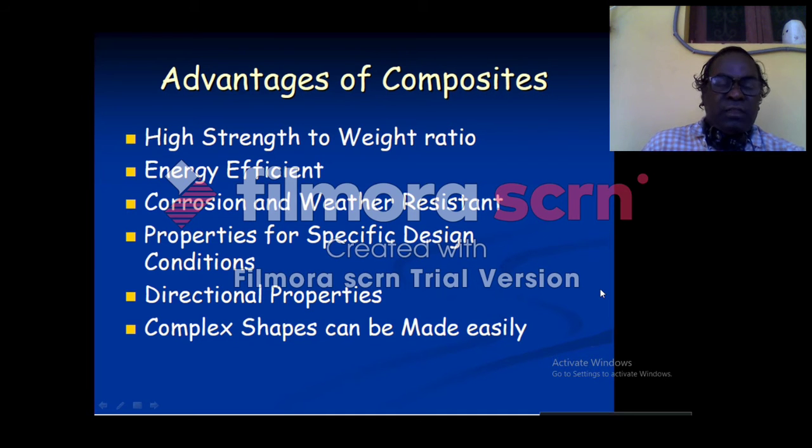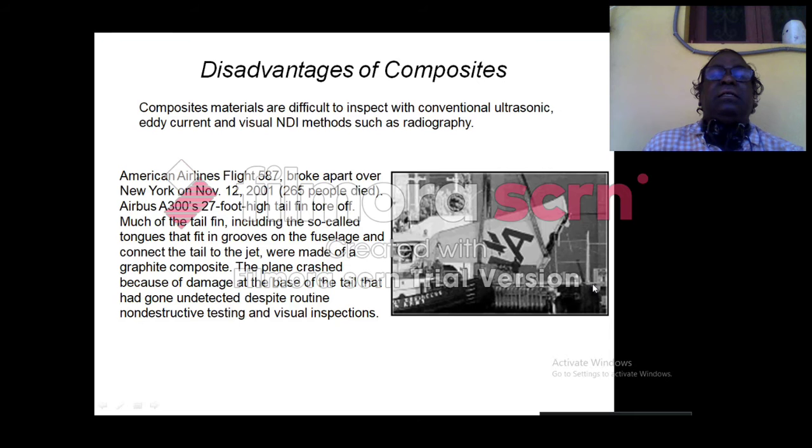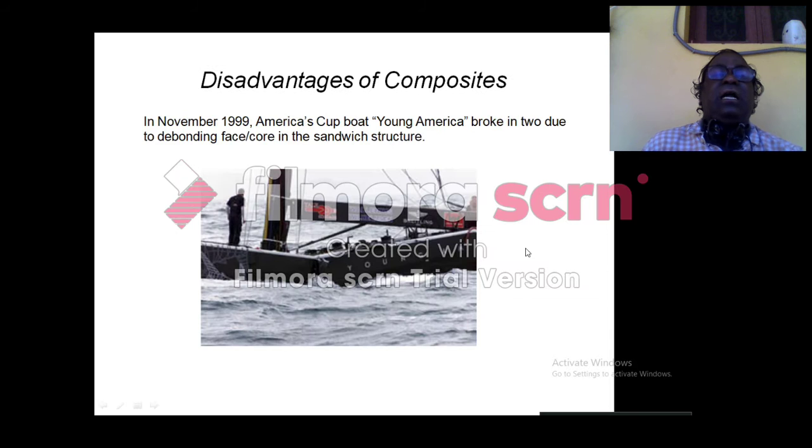And some are the disadvantages. See, this is an aircraft failure because of improper bonding of the composite. And this is a ship, where we can find it is cracked. This is also one type of failure which occurred in composite material.